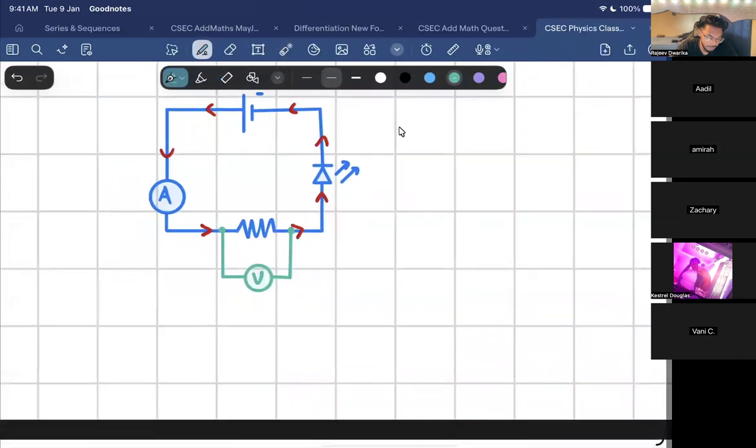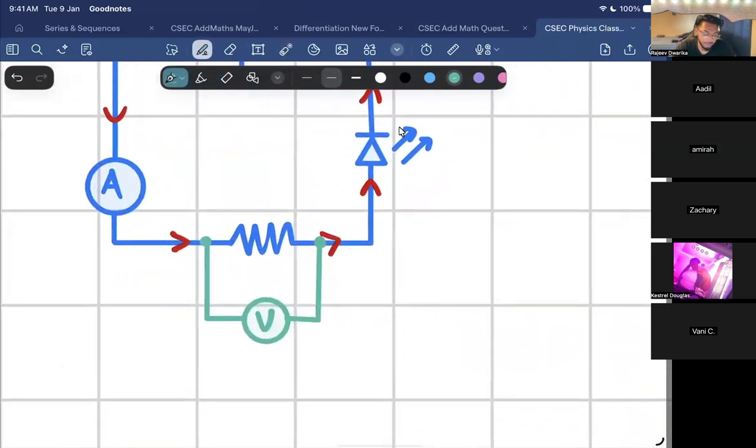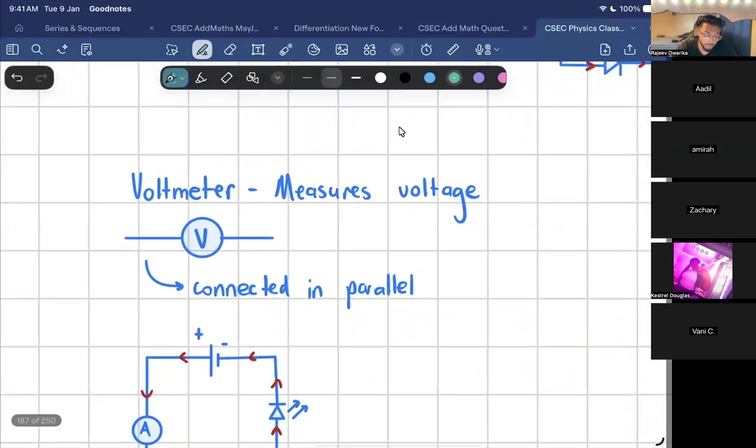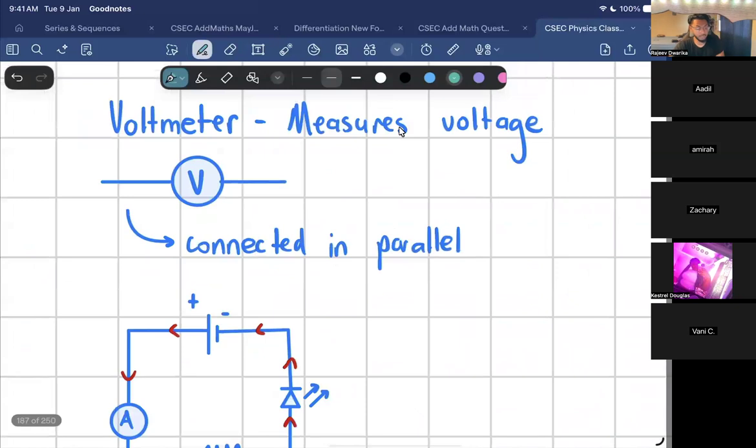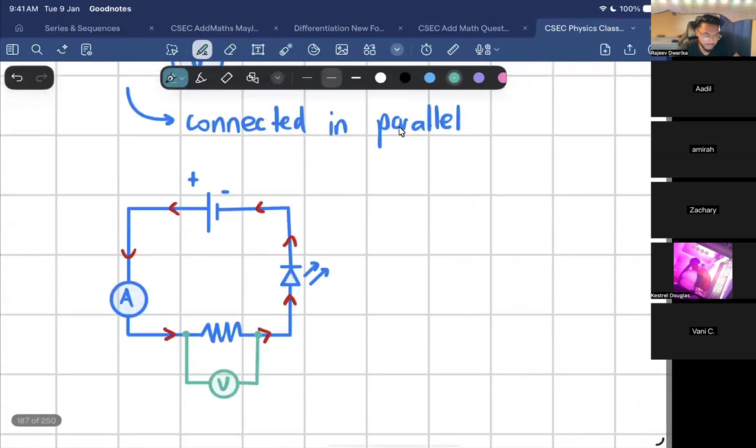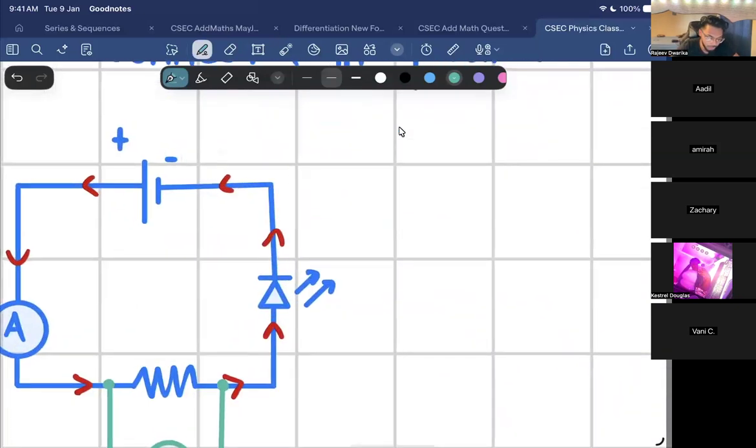So for the voltmeter, it needs to be hooked up in what kind of connection? Parallel to the resistor. Right, so that's why a voltmeter measures voltage and is connected in parallel. So if I wanted to measure the voltage across the diode, how would I connect that? Anybody feel like they could draw it on the screen?